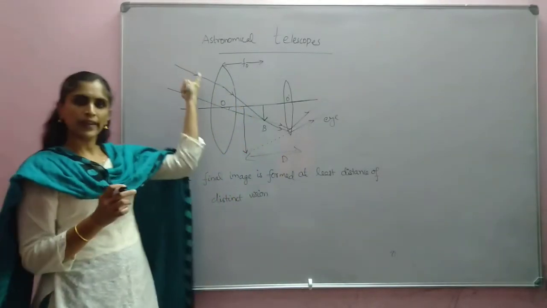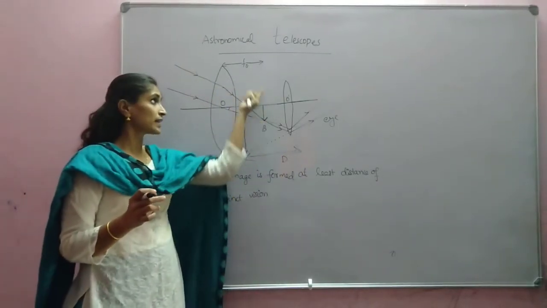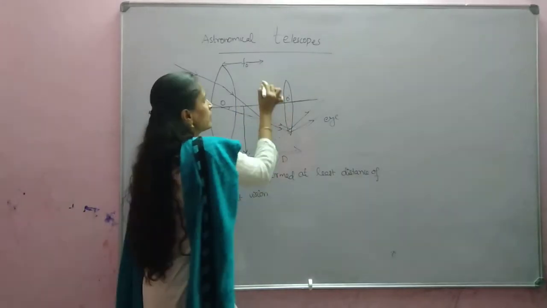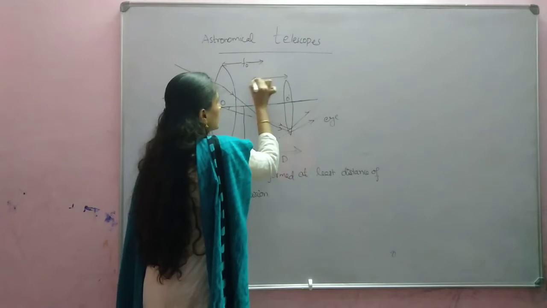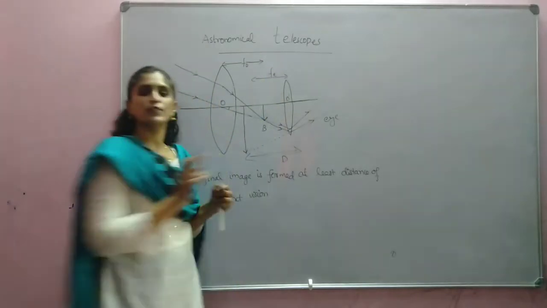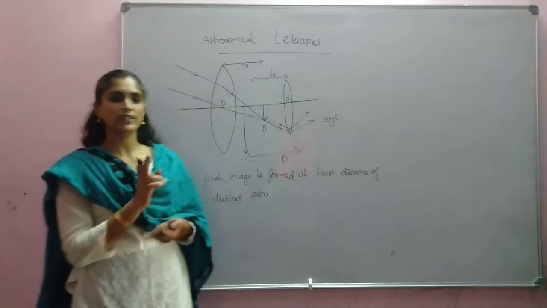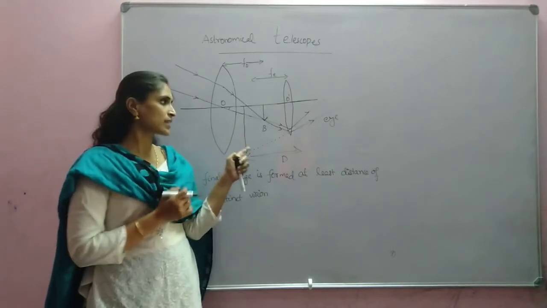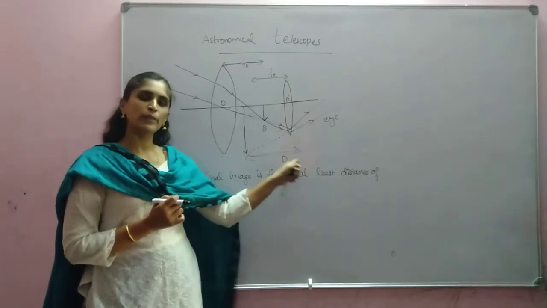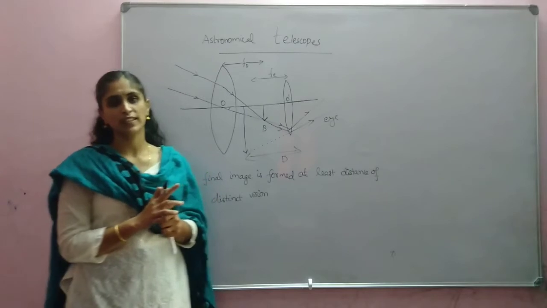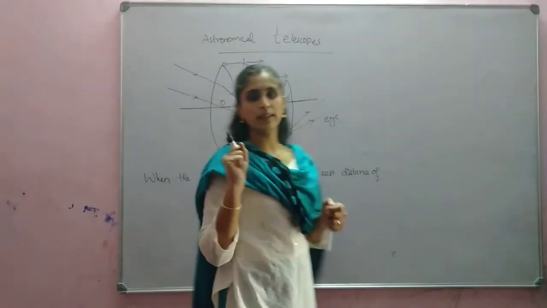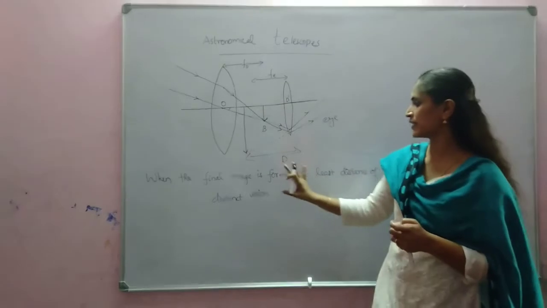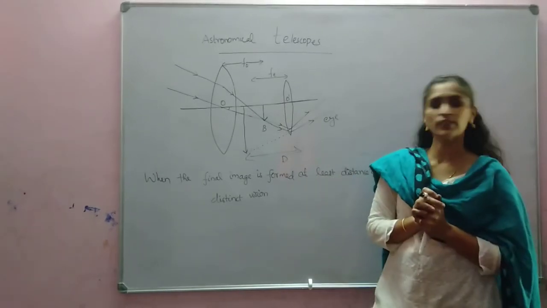So here a parallel beam of light is coming, it is formed exactly at the focus of the objective, no doubt, but here what happens, the image will be formed within the focus of the eyepiece. It is not formed exactly at the focus of the eyepiece, it will be formed within the focus of the eyepiece. So we will get the image on the same side. We can adjust it so that the image will be formed exactly at the least distance of distinct vision. That's why it is known as when the final image is formed at least distance of distinct vision.